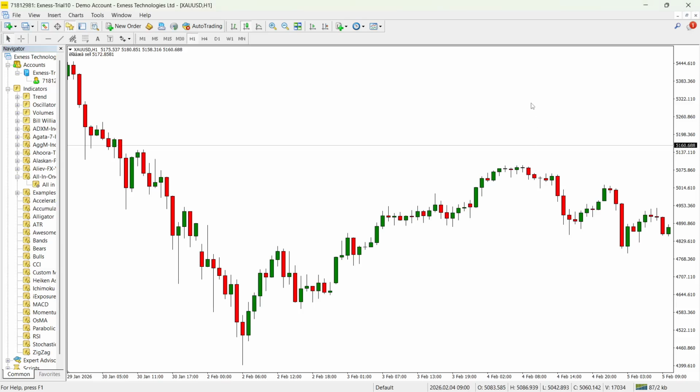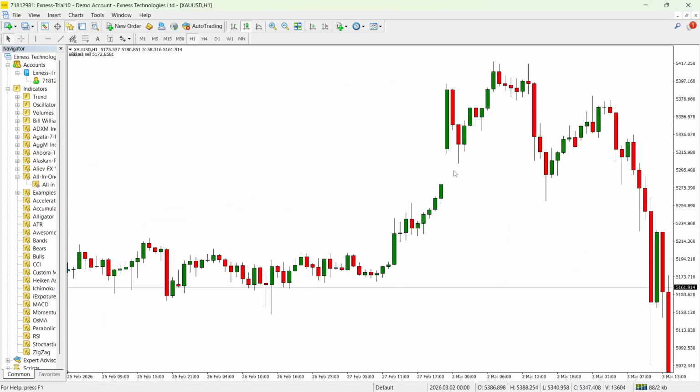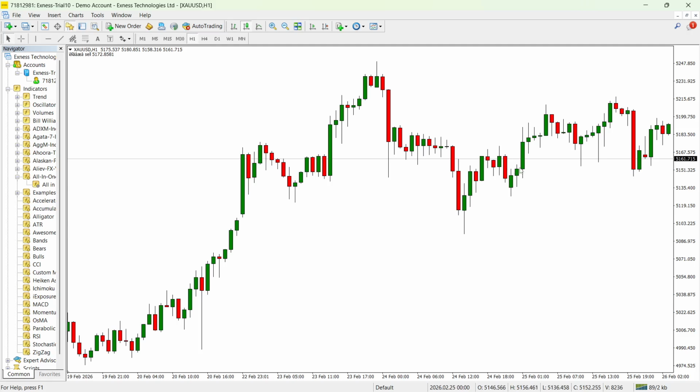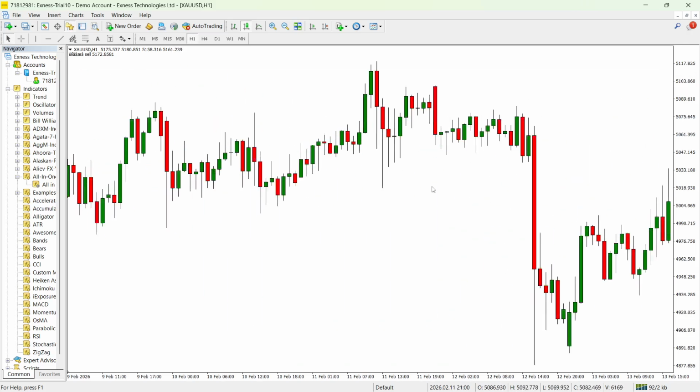Hi traders, in this video we are looking at the all-in-one divergence indicator for MT4. This tool automatically scans price against a wide range of oscillators and highlights regular and hidden divergences in one place, so you don't need separate divergence indicators for each oscillator.